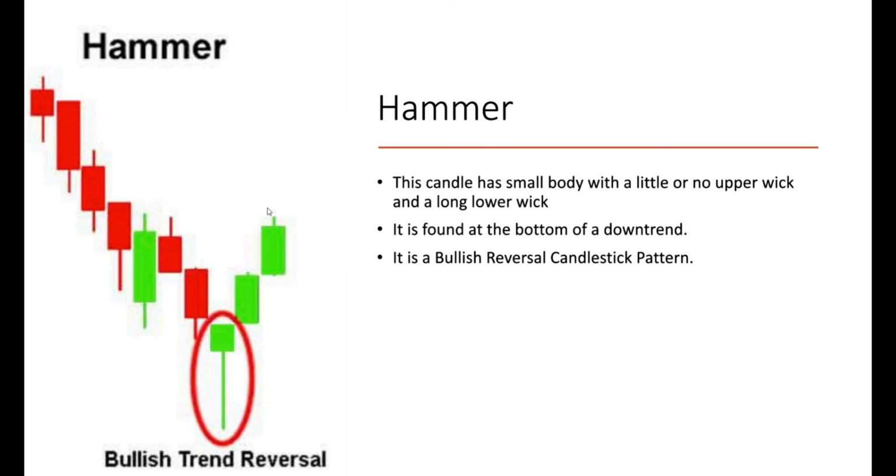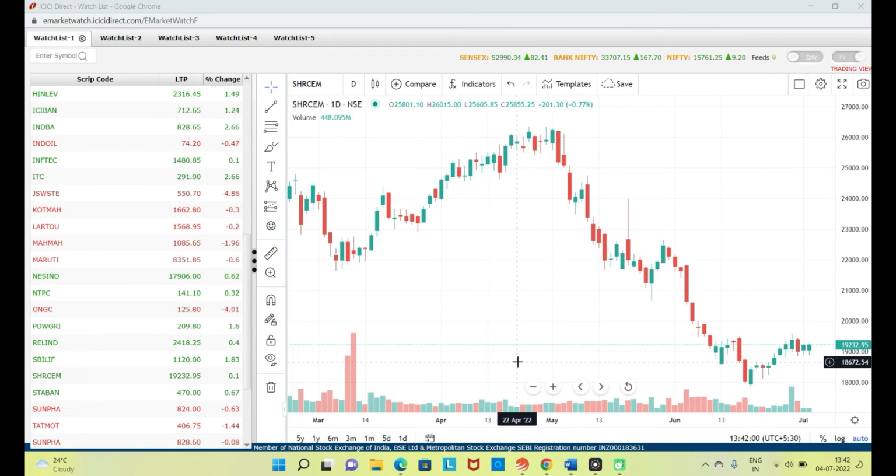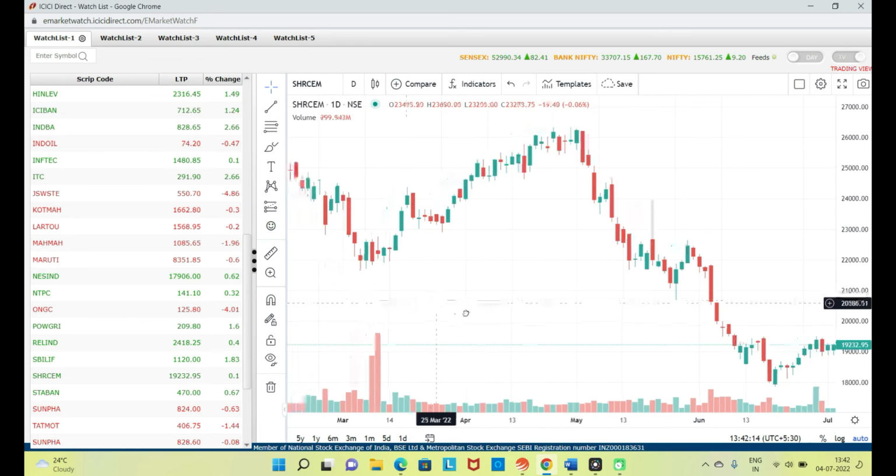Now let's understand in more detail, looking at how this candle is formed in the charts, for a better understanding. I'm just taking a random chart. There's something called Shree Cement, and I've just picked up a daily chart of it. So let's understand how these hammers form.